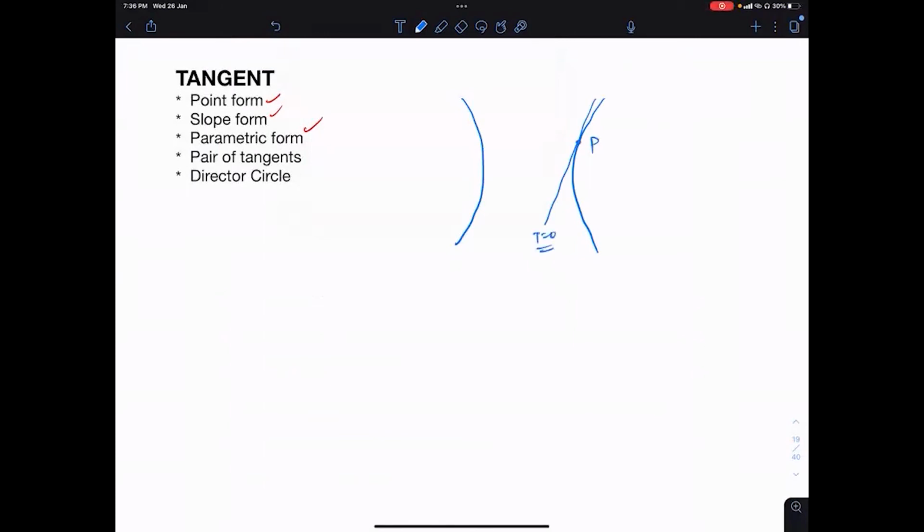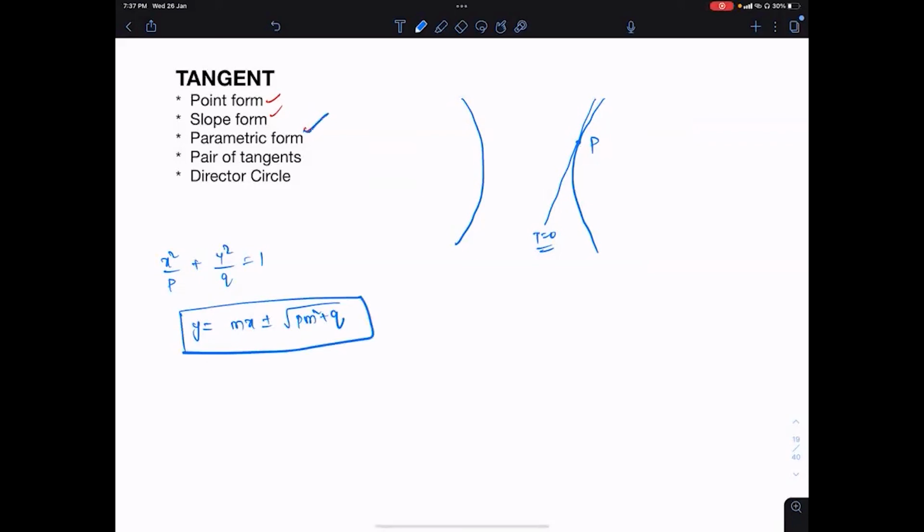Slope form, already we have seen, whether it is an ellipse or hyperbola. If the equation of the curve is of the form x square by p plus y square by q equals to 1, then the equation of tangent in slope form will be y = mx plus minus square root of pm square plus q.